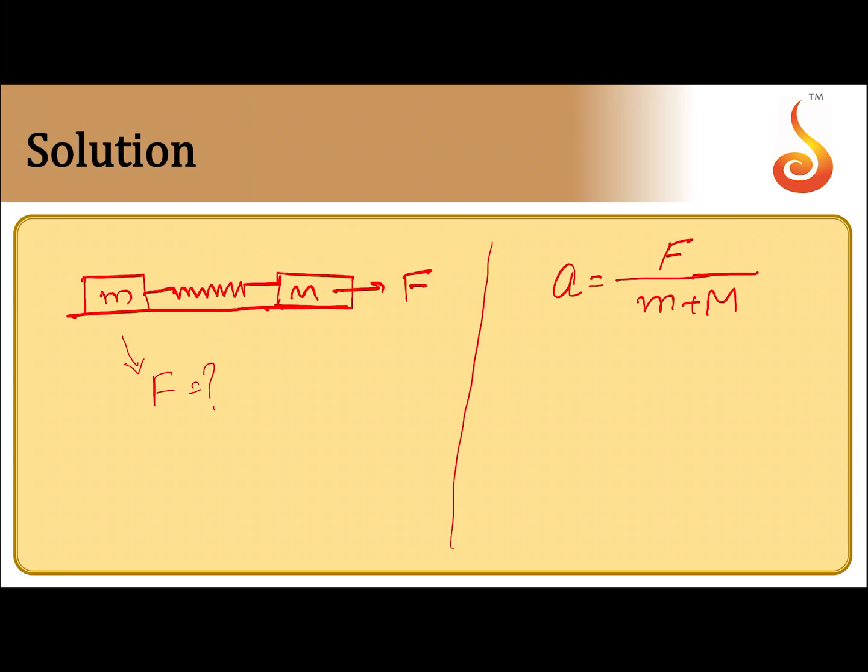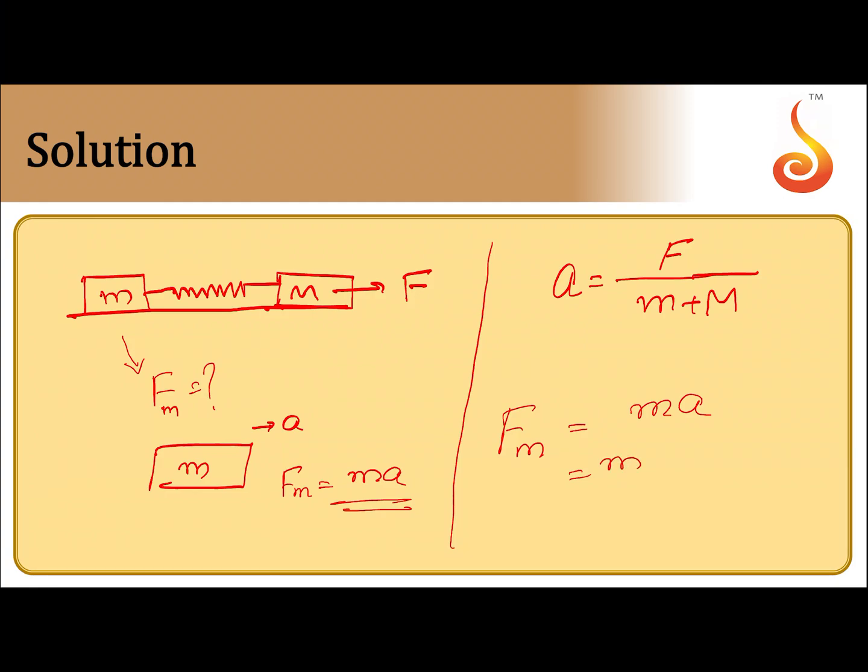Now, if I consider this block, this block is accelerating, correct? If this block is accelerating at an acceleration a, what must be the force on it? So, force on this block of mass m. Should it be mass into acceleration? Yes. So force on this block of mass m is equal to mass into acceleration, that is m into F divided by m plus M.